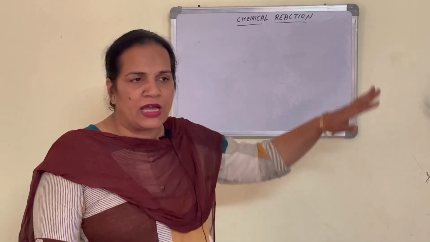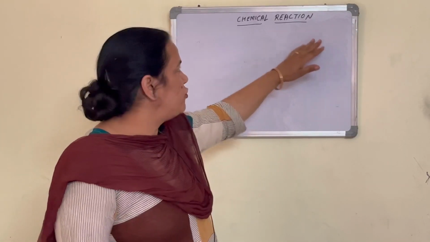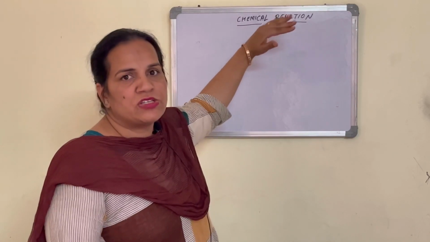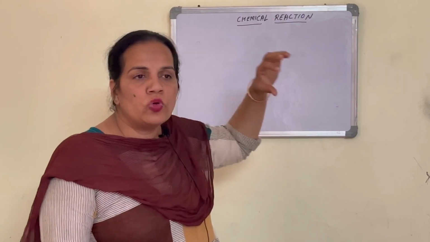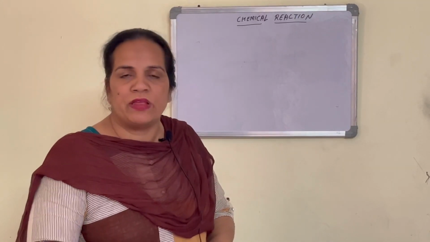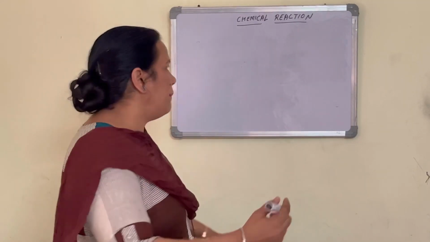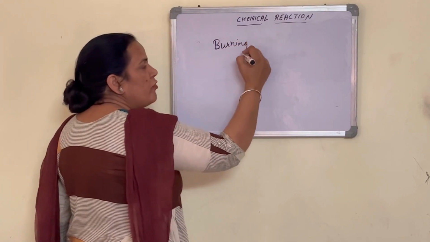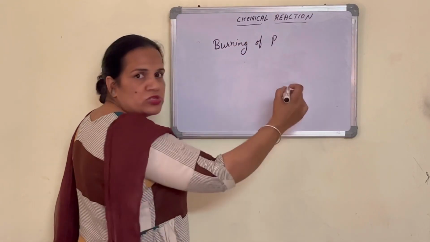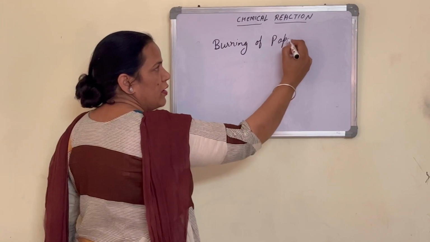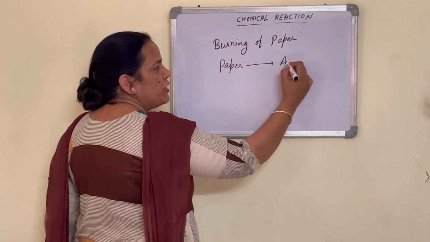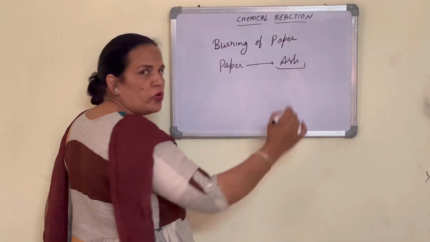Before starting the types of chemical reaction, we have to know what is a chemical reaction. A chemical reaction is a process in which a new compound is formed from the previous ones. For example, burning of paper. In case of burning of paper, ash is produced. You can say from the paper, ash is produced, and this is the new product.